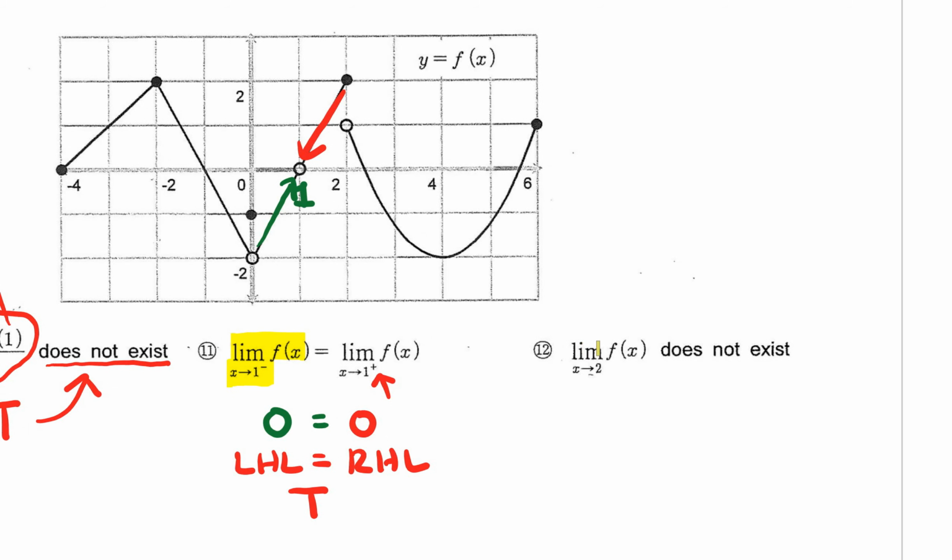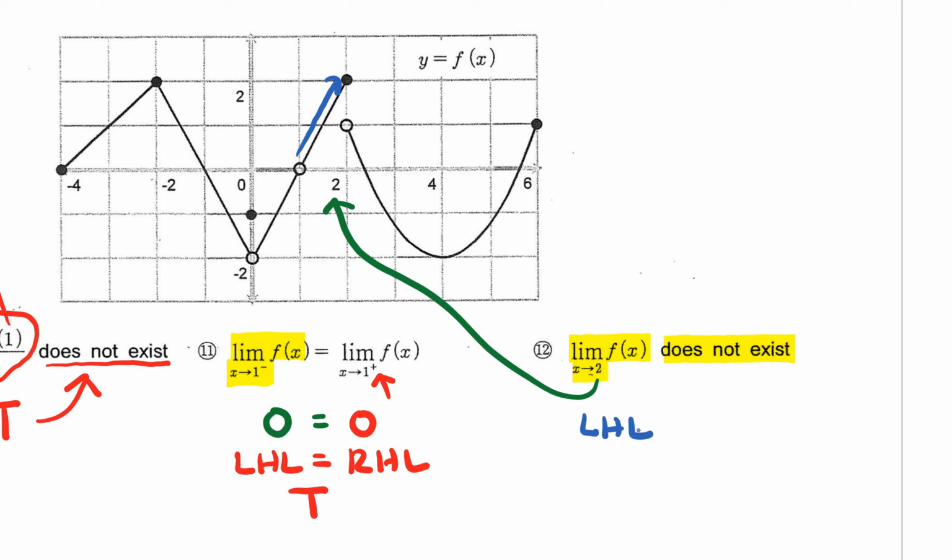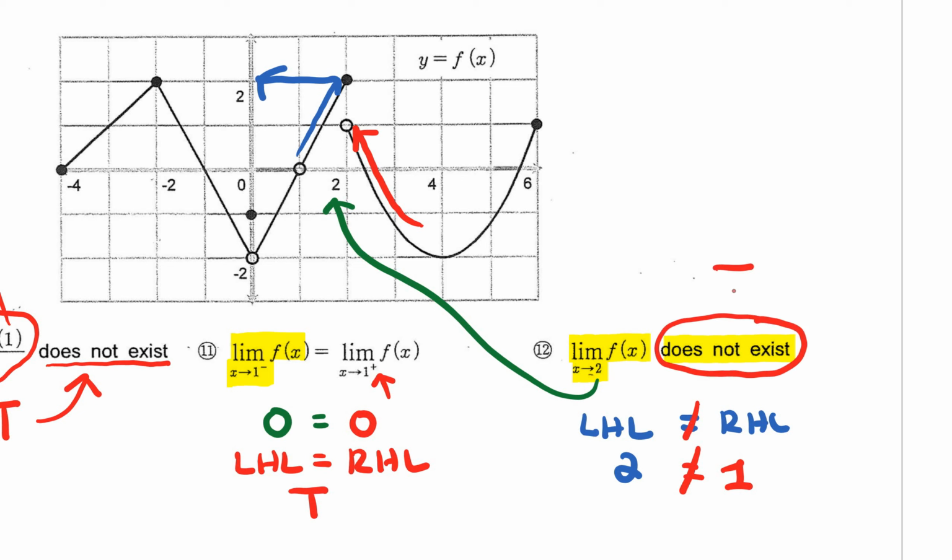And for question number 12, the limit of f of x as x approaches 2 does not exist. Is that true or false? That's probably going to be true, because here is 2 right there, and if I approach 2 from the left-hand side, the left-hand limit, the height that I approach is actually positive 2, and is that equal to the right-hand limit? Well, the answer is no, because on the right-hand side, I reach a height of positive 1, right? So since the left-hand limit does not equal the right-hand limit, the limit does not exist, so this statement is going to be true.